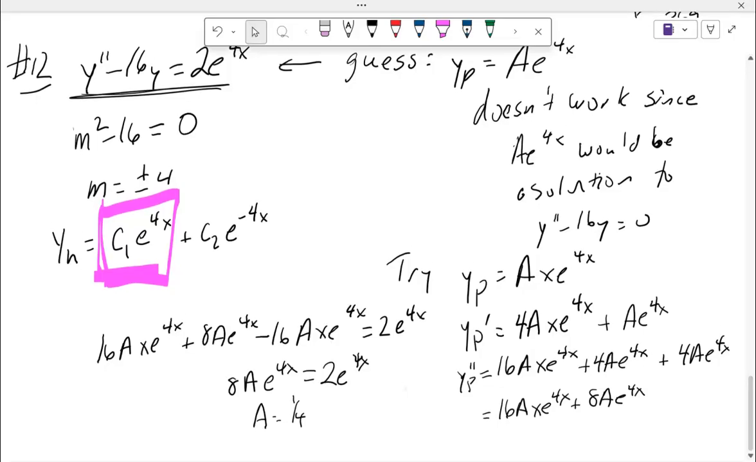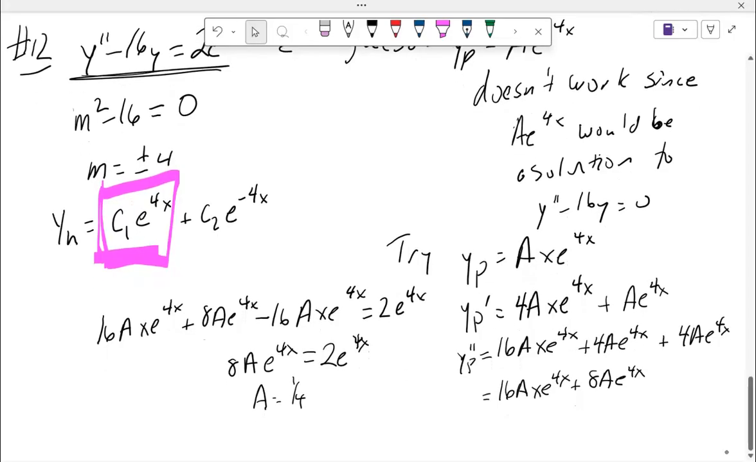All right, so now we're ready to write our final solution here. y equals, what do we put first? It doesn't matter which piece we put first. But what's the solution to the homogeneous equation? It was the C1 e to the 4x plus C2 e to the minus 4x. And then we'll add 1/4 x e to the 4x for our particular solution.